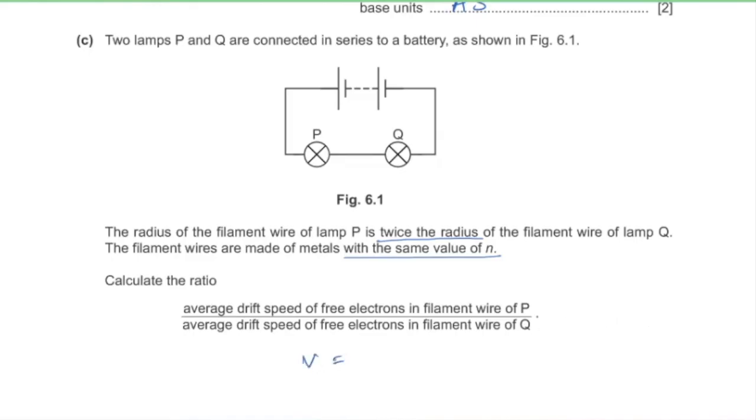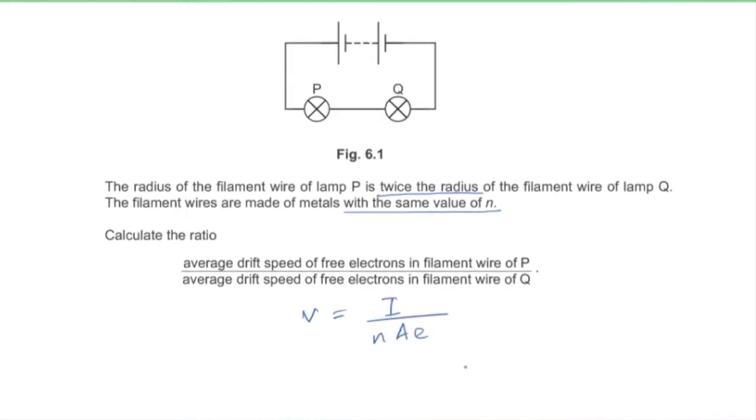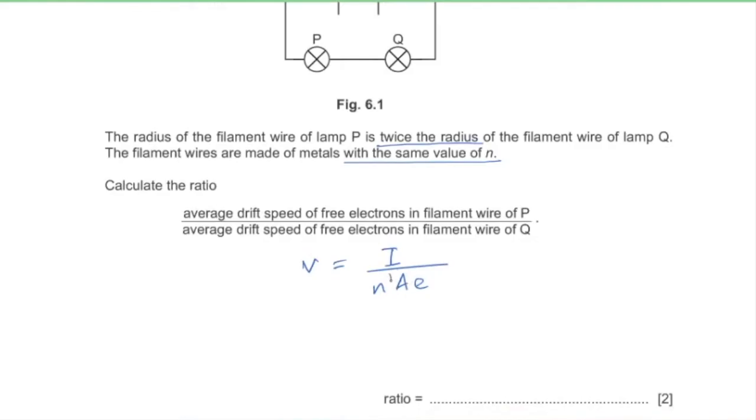So average drift speed is equal to current divided by nAe. When P has double the radius, its average drift speed will decrease by 4. Remember, when the radius increases by 2, the area increases by 2 squared, because area is always squared. So this quantity will decrease by 4 because average drift speed is inversely proportional to area. So now the average drift speed of free electrons in the filament wire of P is 1/4 and that of Q is just 1. So 1/4 divided by 1 gives you a ratio of 0.25.